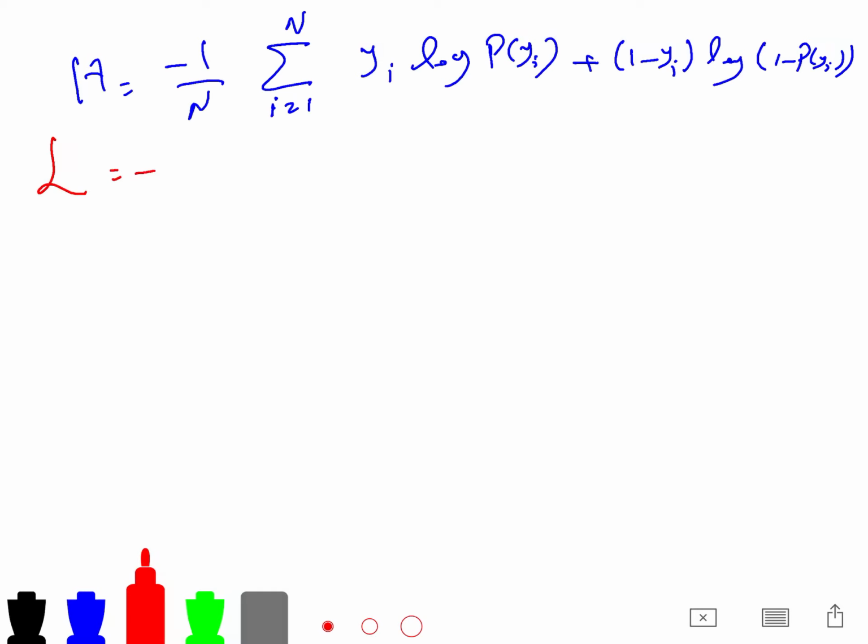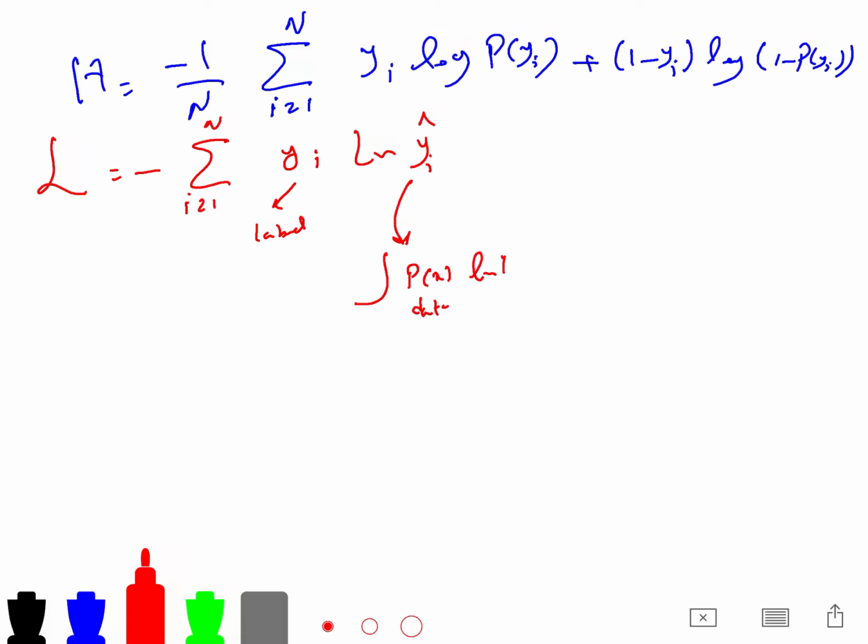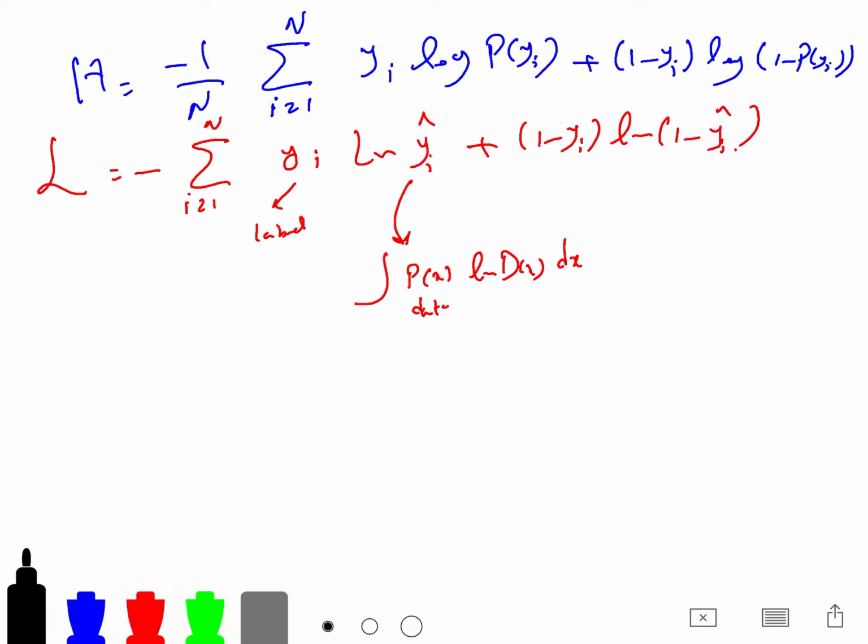And so our loss could be minus the sum over i from 1 to n of y_i, the ground truth, our label, times ln of y_i hat, which is our predicted probability of y_i being original, which is the integration of p data times ln of D of x, because D of x at the end of the day is just the probability, plus 1 minus y_i times ln of 1 minus y_i hat. So notice that when we are passing original data, y is equal to 1 and y hat is equal to D of x.